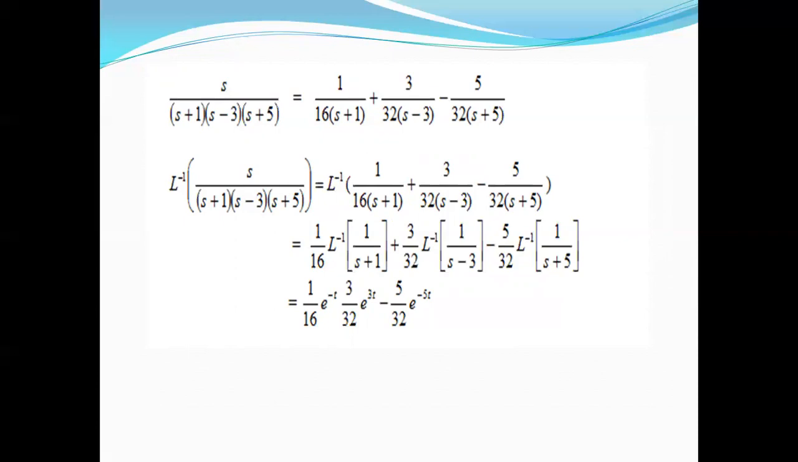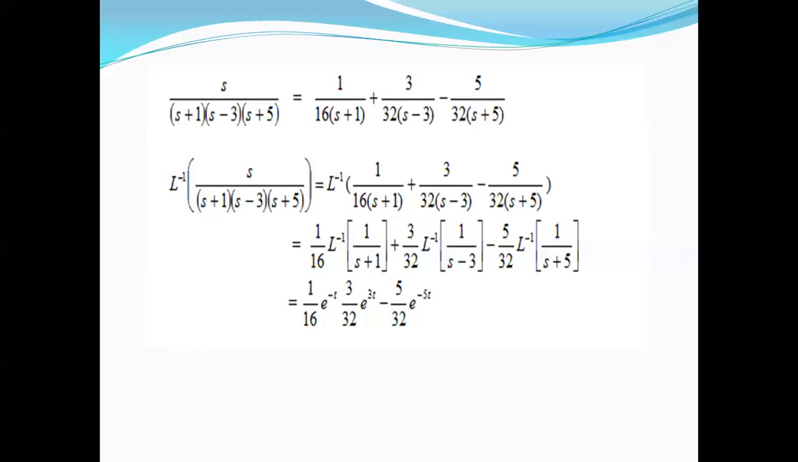Therefore, L inverse of s divided by (s plus 1)(s minus 3)(s plus 5) is equal to L inverse of 1 divided by 16(s plus 1) plus 3 divided by 32(s minus 3) minus 5 divided by 32(s plus 5).